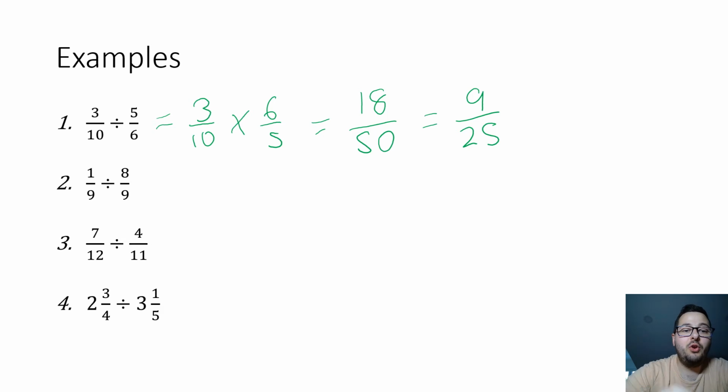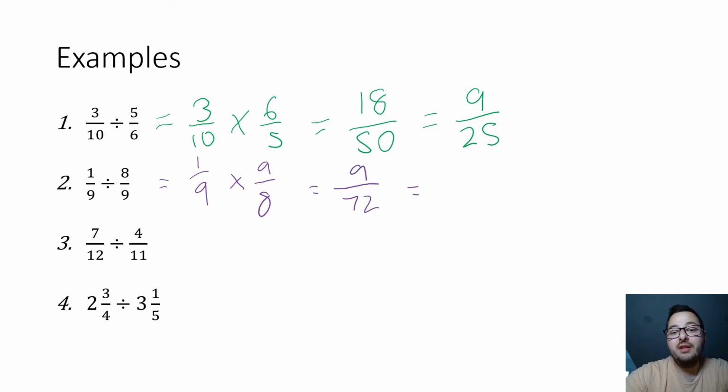Okay, next one, 1 over 9 divided by 8 over 9. So keep the first one, flip the second one, and change the divide to a times. 1 times 9 is 9, and 9 times 8 is 72. And these are both in the 9 times table. 1 9 is 9, and 8 9s are 72. So that's our answer.